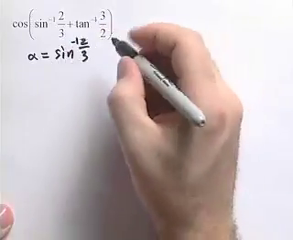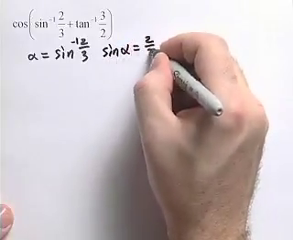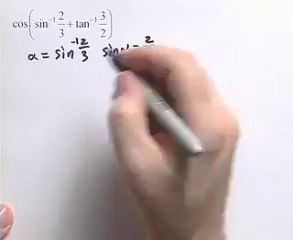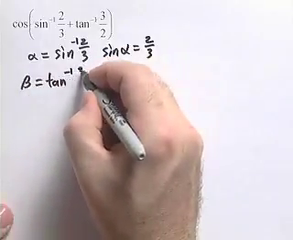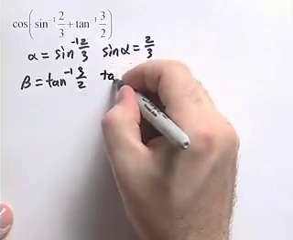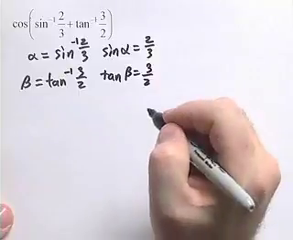Sine inverse of 2/3 means that the sine of alpha is equal to 2/3, and alpha needs to be in quadrant 1. We'll let beta equal tangent inverse of 3/2, which means that the tangent of beta is equal to 3/2. Again, beta needs to be in quadrant 1.